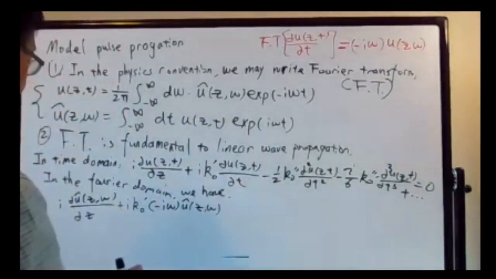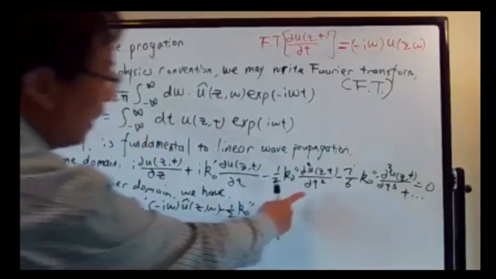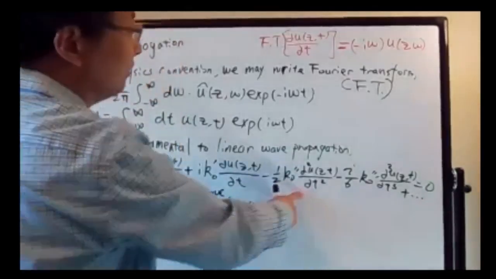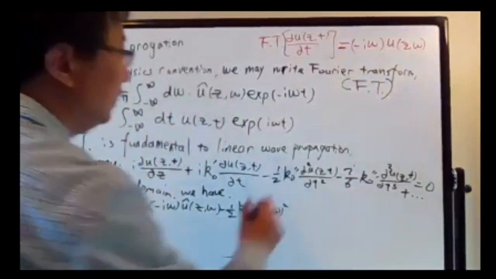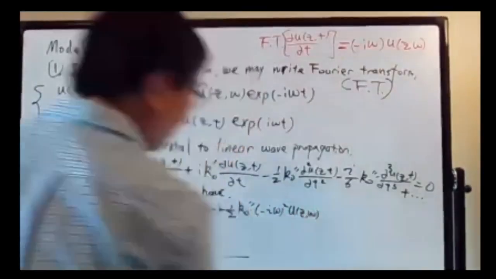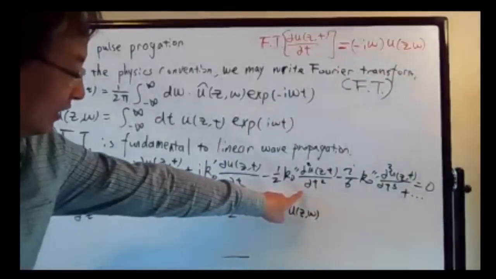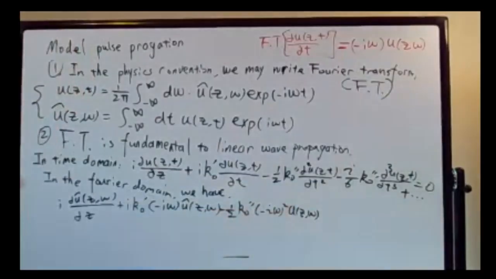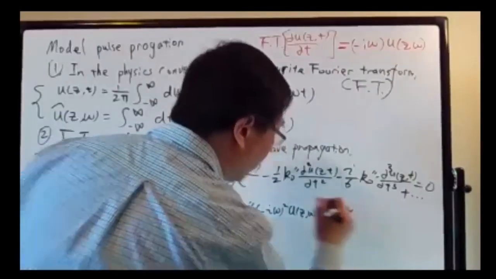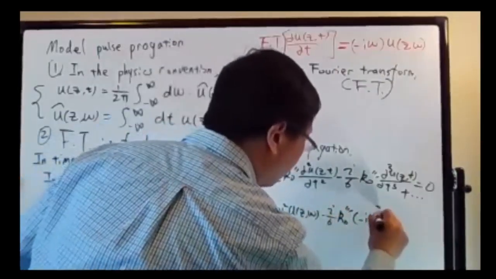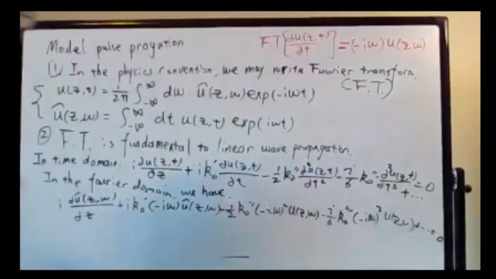Then let's have the minus 1 over 2 k naught double prime. Now we have the second derivative. What happens on the second derivative? It is squared, so this is minus iω squared û(z,ω). Then minus i over 6 k naught triple prime negative iω cubed û(z,ω), and all the higher order terms equal to 0.